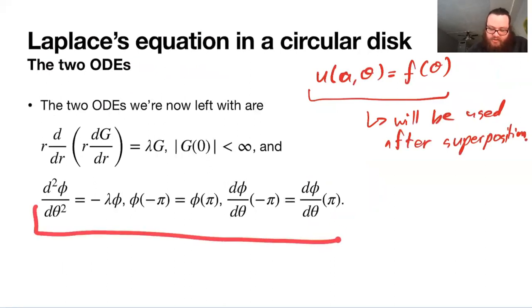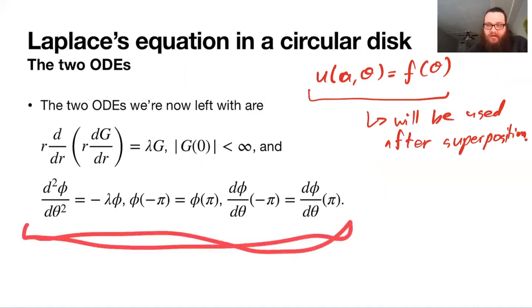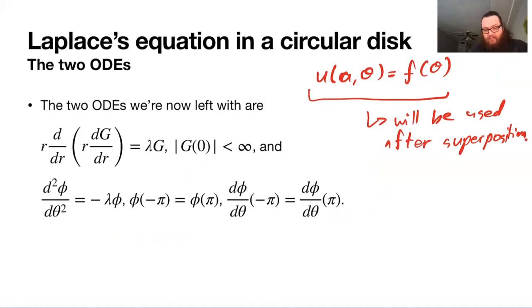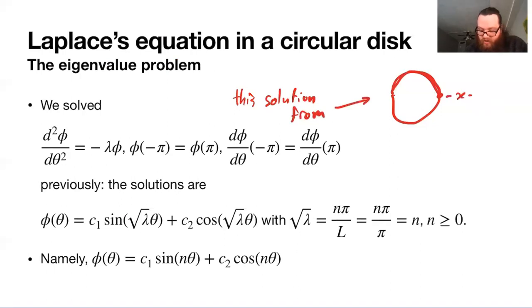Great. So one observation is that we've actually seen and solved this one before. We've solved this in the context of the heat equation for a thin circular wire. Right, so we solved this before. What do the solutions look like? Well, phi is going to be a linear combination of sine and cosine. Now lambda could possibly be 0. But in general, this was the expression, right, so this solution from this problem, where here was x equals 0, this was x equals L, this was x equals minus L.